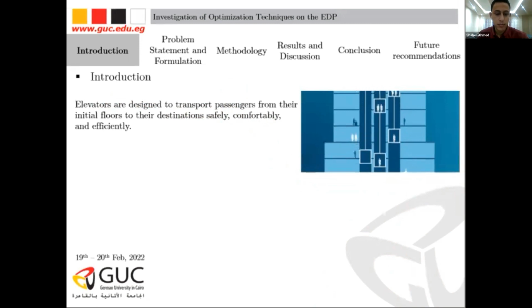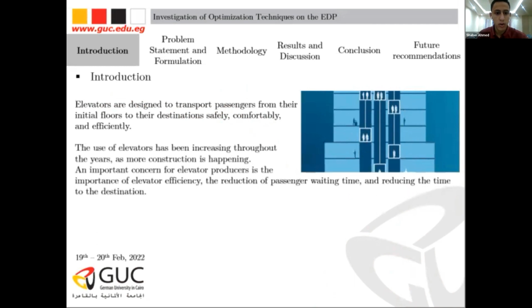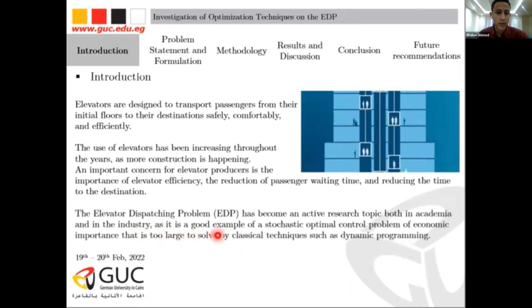As for the manufacturers of elevators, an important concern for them is the efficiency of the elevators, as well as reducing the passenger waiting time, as well as the time that it takes the passengers to reach their destinations. Hence, the elevator dispatching problem has become a very active research topic in both academia and industry. It's a very good example of a stochastic optimal control problem of economic importance that is too large to be solved by classical techniques such as dynamic programming.